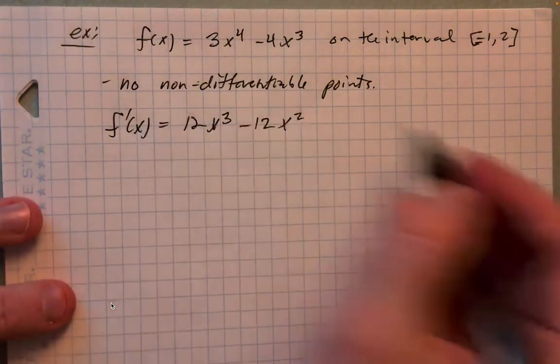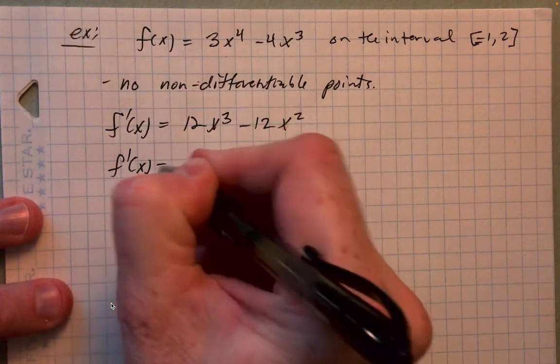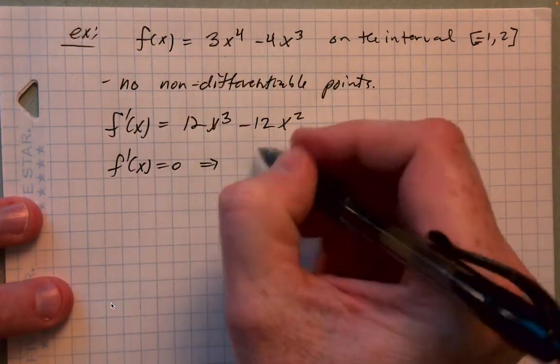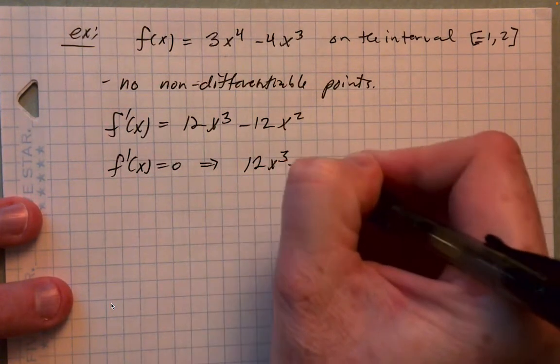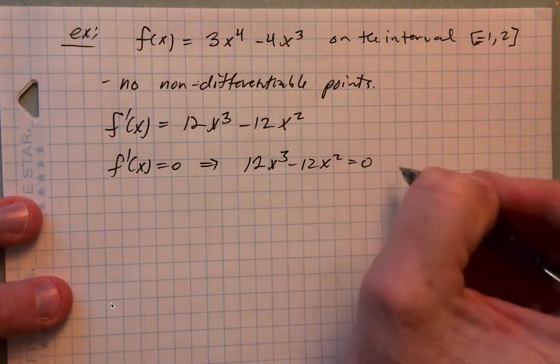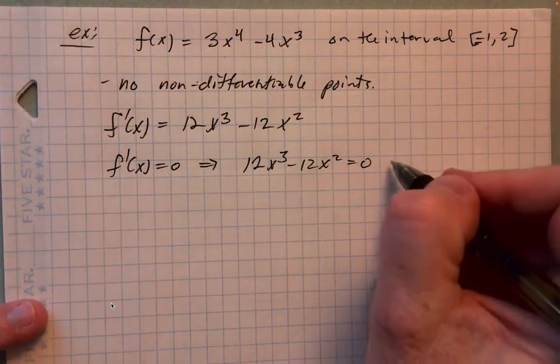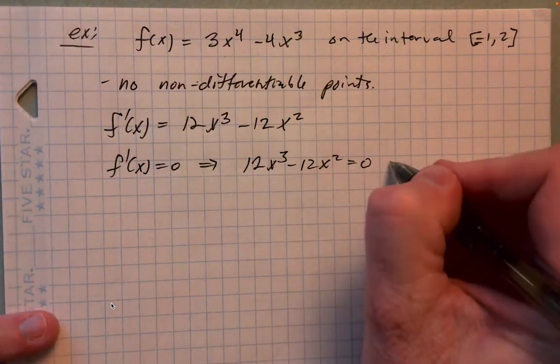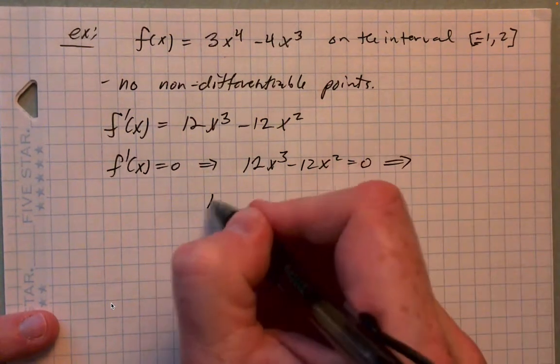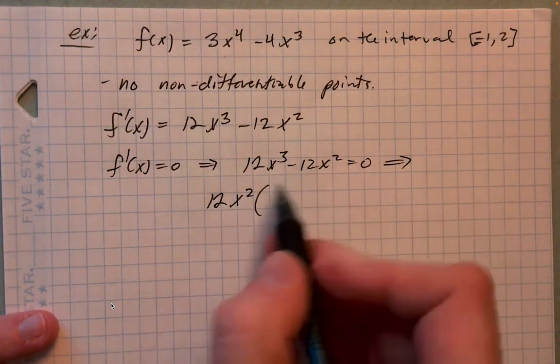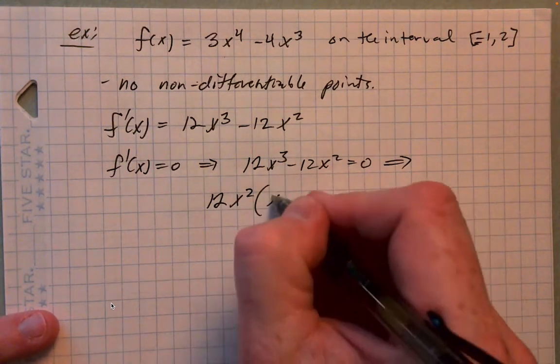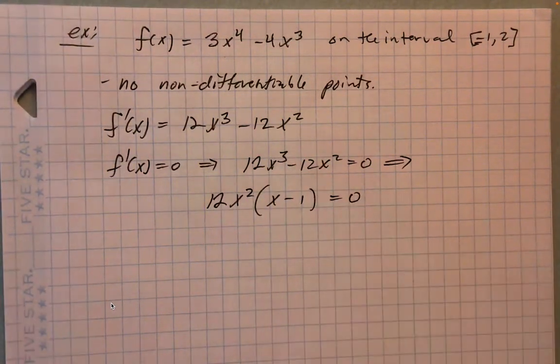And set the derivative equal to 0, f prime of x equals 0. That implies that 12x cubed minus 12x squared equals 0. Can we solve this for x? Let's go ahead and factor 12x squared out. We take the 12x squared out, and what am I left with here? x minus 1 equals 0.